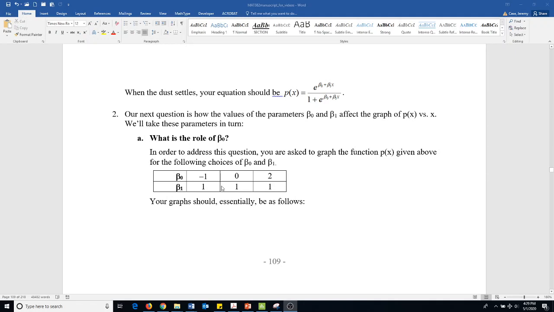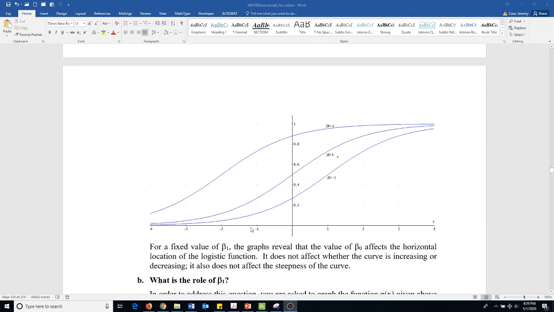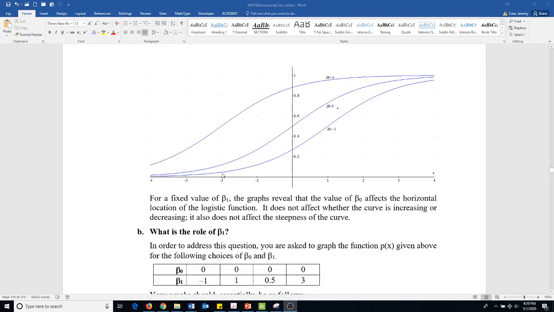And then we talk about the role of beta naught, and we can see that as beta naught goes up and down, it changes where we cross the x-axis. It also changes where the curve crosses 0.5. It kind of moves the curve horizontally, left and right. So the 0.5 result really makes a big difference.